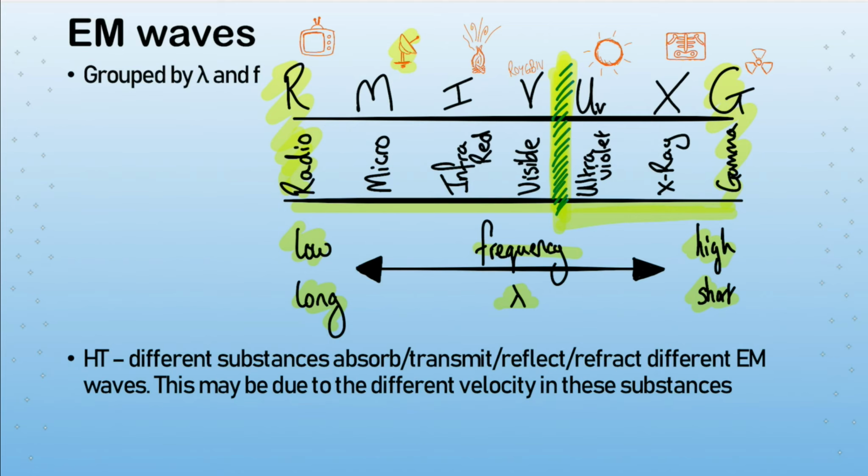If that happens to your DNA in your genes, it can lead to mutations, lead to things like cancer. Not good. We'll look at that a little bit later. If you're doing higher tier, I don't know why this is higher tier especially, but you just need to be aware that different substances can absorb or transmit, which means let it through, can reflect or refract different EM waves, and this may be due to the different velocity that the wave has in these different substances.